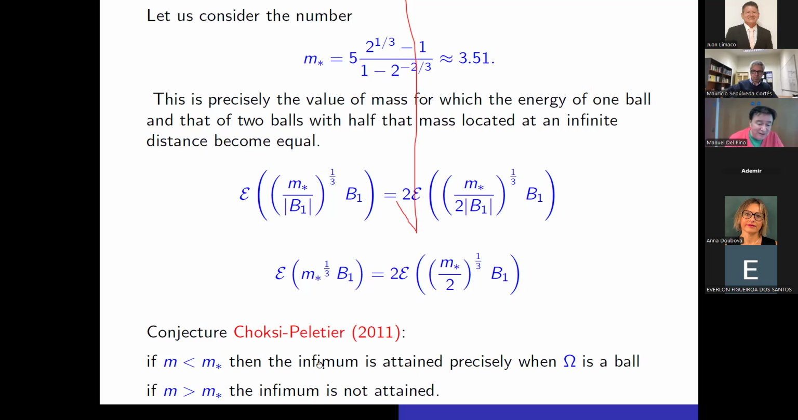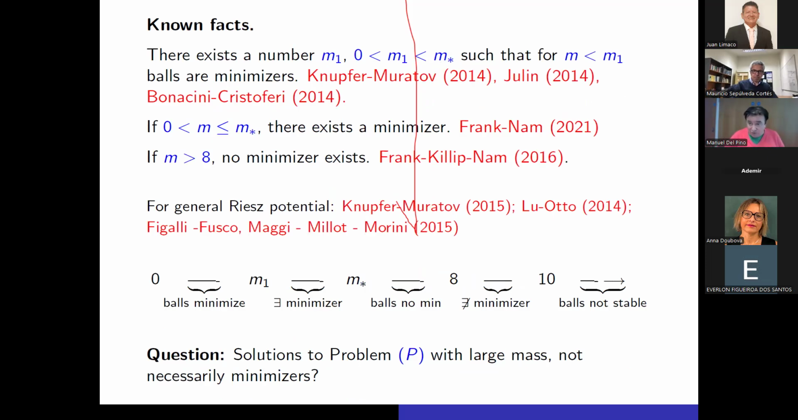This conjecture has been partly proved, but its full statement is still open. Let me make a little summary of what is known or what has been proven about this problem. So first of all, what is known is the existence of a small number m1, such that whenever the mass is less than m1, balls are minimizers. So balls are minimizers for small mass. And we have different works, approximately simultaneous in time, by these authors, establishing that fact.